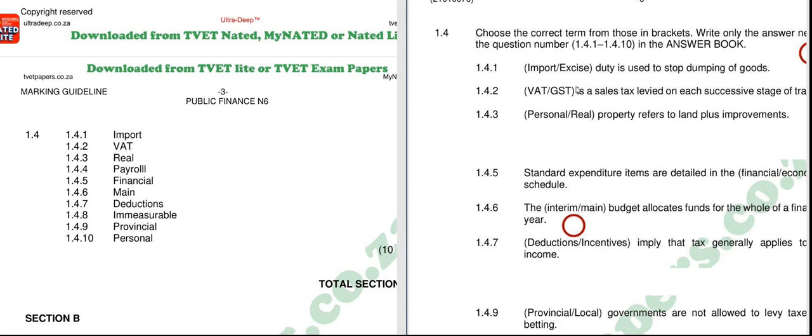And then on the second one, we've got VAT is a sales tax levied on a successive stage of... of course the sentence is not fully shown as indicated, so we can just try to see what we have there.